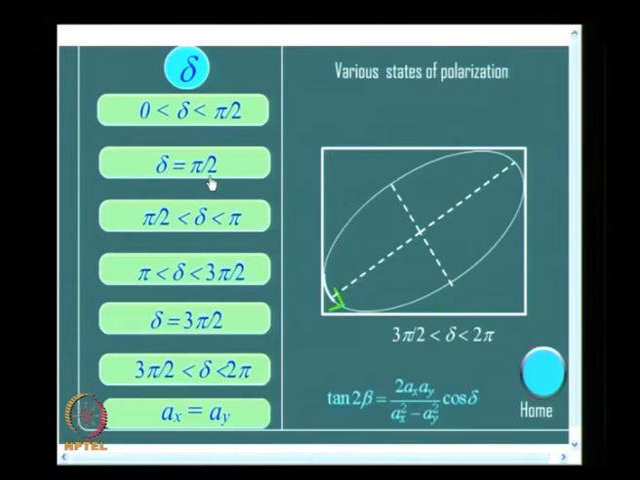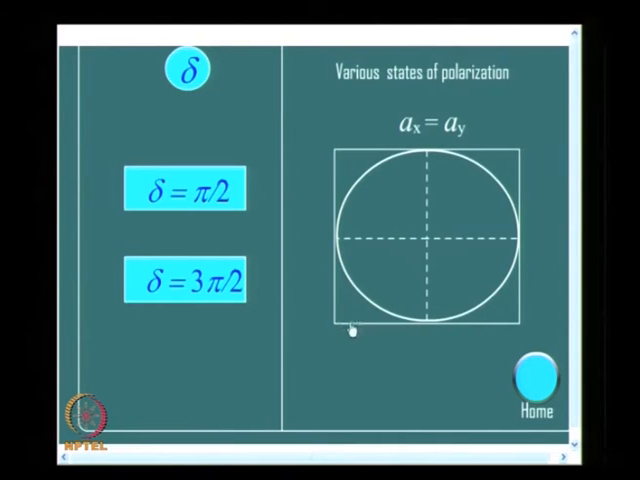And now we come to another important aspect. What happens to this expression when Ax equals Ay? So, it becomes undefined. When tan 2 beta becomes infinity, 1 by 0 you have. So, it becomes undefined, and when the amplitudes are equal, you have essentially a circularly polarized light, because there is no specific axis. There is no specific axis, you have only circularly polarized light that comes out of the model.